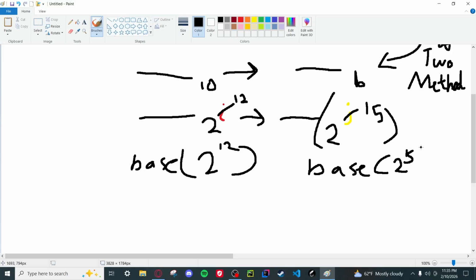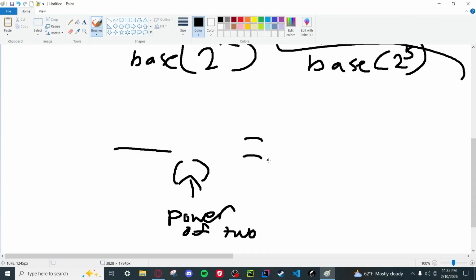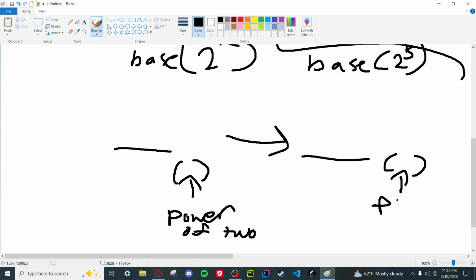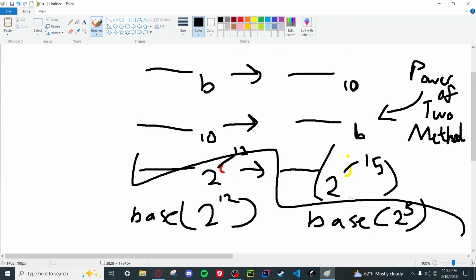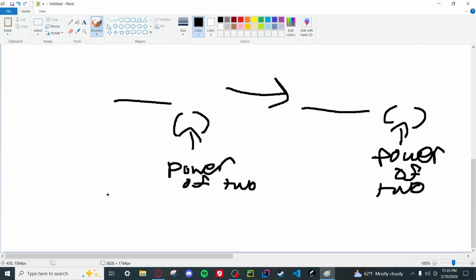The whole point of this is that you can convert from one base that's a power of 2 to another base that's also a power of 2. That's the whole point of this method. And you'll be surprised how commonly they test you on this. Make sure you study this power of 2 method. And I think that was what we've covered.